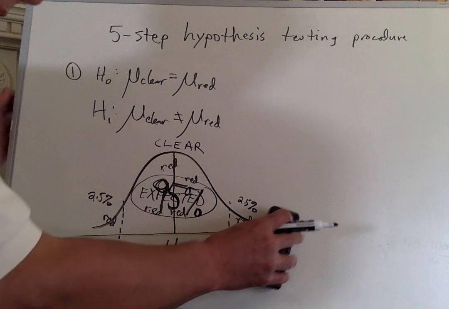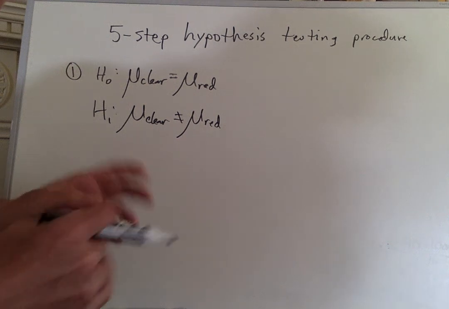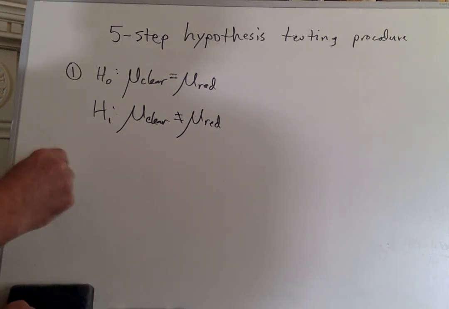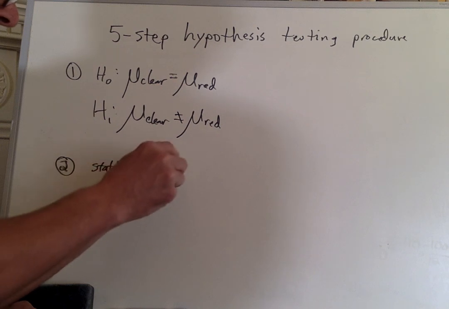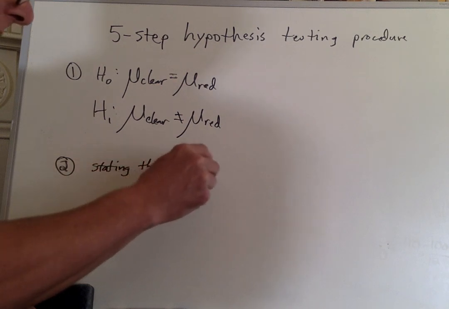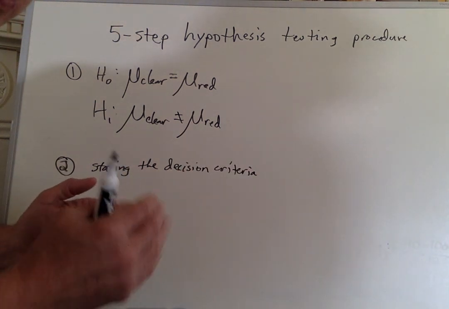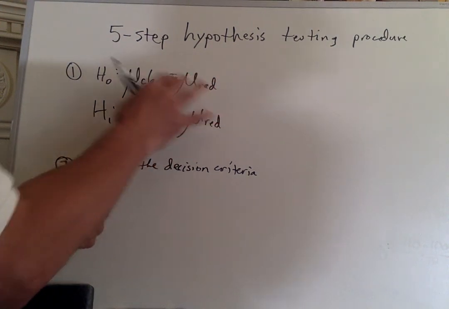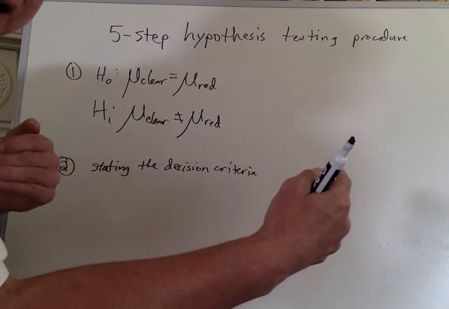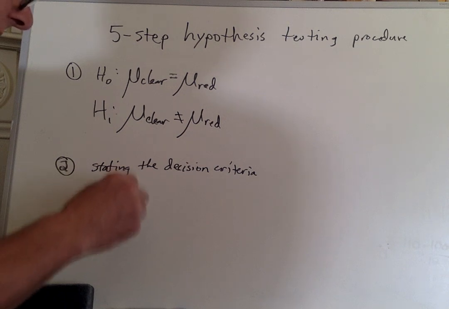So, let me erase this here. I'm just sort of doing an annotated version of these steps. Step 2 is stating the decision criteria. What does that mean? Well, we're going to say, when am I going to say something's unequal? When am I going to say it's equal? If the red is in the middle 95%, equal. If it's beyond, then I'm going to say it's not equal. And we call this setting the alpha level.